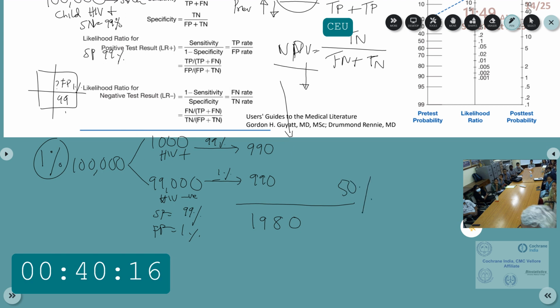The pre-test probability was 1%. Even a test which is 99% sensitive and 99% specific, the post-test probability is only 50%. Would you be happy if it was your child? Suddenly the school teacher calls up, by the way, your child has HIV.